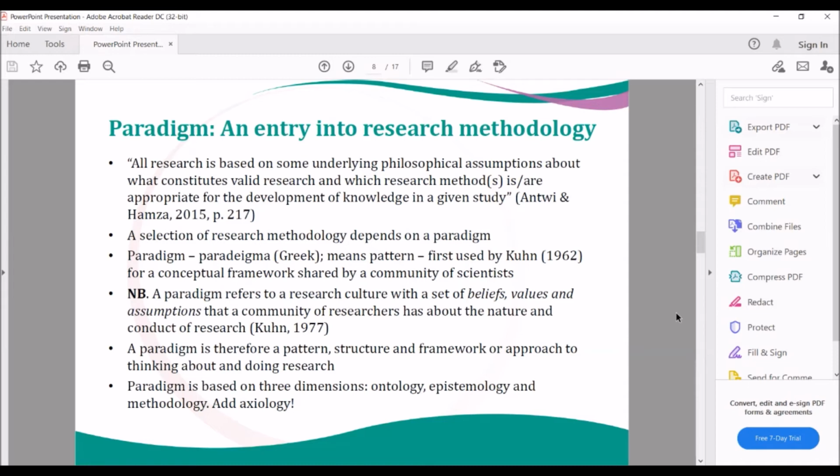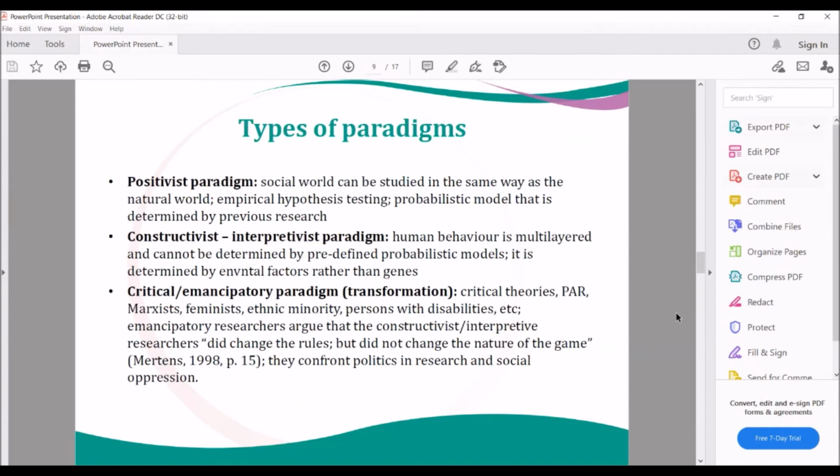A paradigm is therefore a pattern, structure, and framework or approach to thinking about and doing research. Paradigm is based on 3 dimensions: ontology, epistemology, and methodology. Many researchers limit it to that, but I have put the axiology. We cannot leave this out. And I can understand those who leave that aspect out. I suspect they are pure positivists, who claim that from a quantitative research point of view, you must free research from value systems. It should be as objective as possible. Therefore, they don't want to cloud research with axiology.